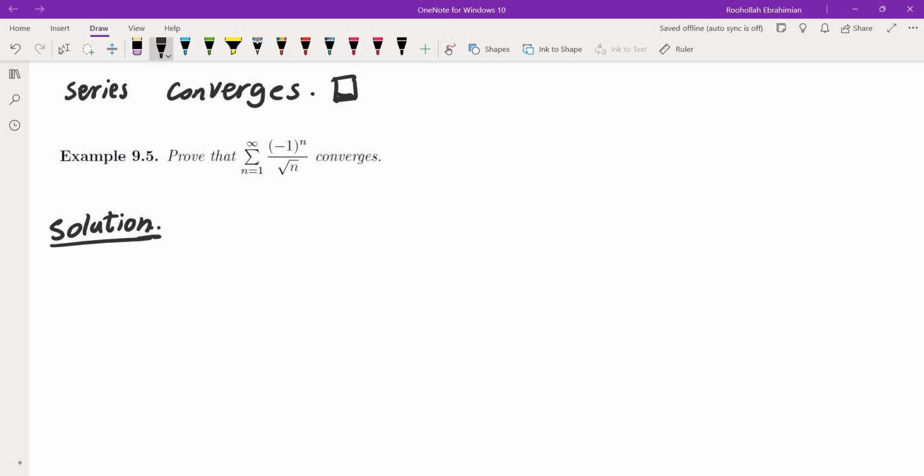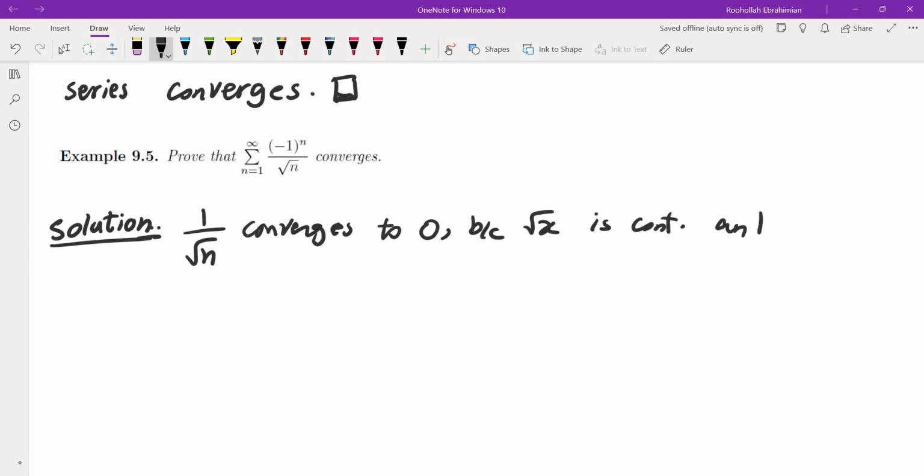Okay, so let's look at an application of that in an example. If you look at this series from 1 to infinity, (-1)^n over root n, this converges. So take a_n equals 1 over root n. So this 1 over root n converges to 0, and this is because square root of x is continuous and 1 over n approaches 0.